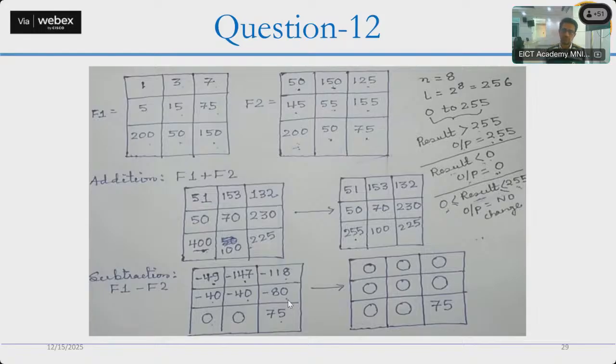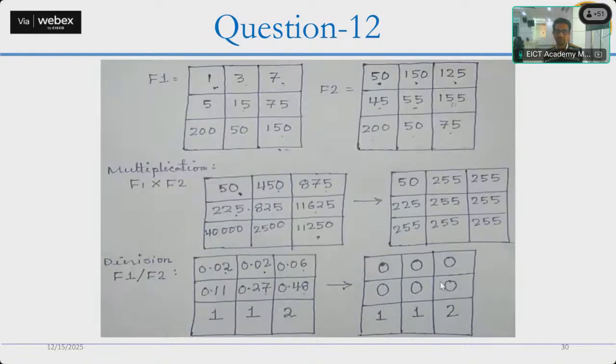But because our resolution is fixed, we'll get that data only. So again, as has been discussed, the minus value will be marked by 0 and only 75 will remain. Then another case is multiplication. Multiplication is the same thing. When you multiply F1 into F2, wherever the value is greater than 255, it will be 255.